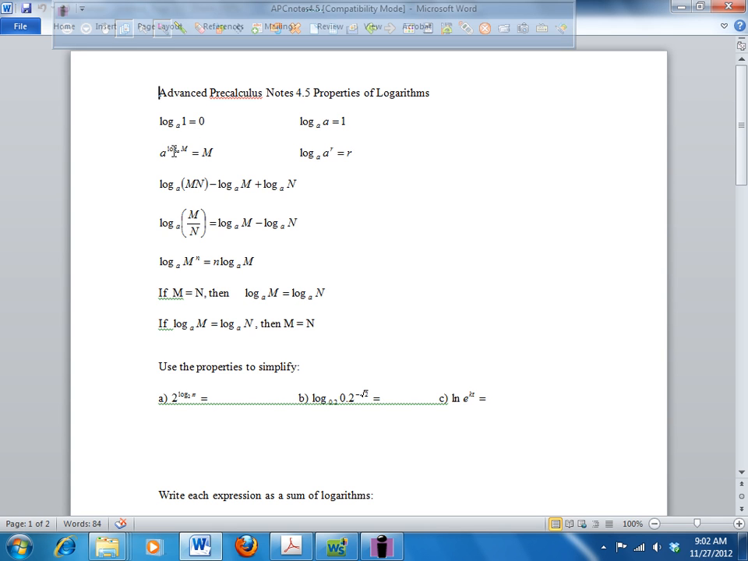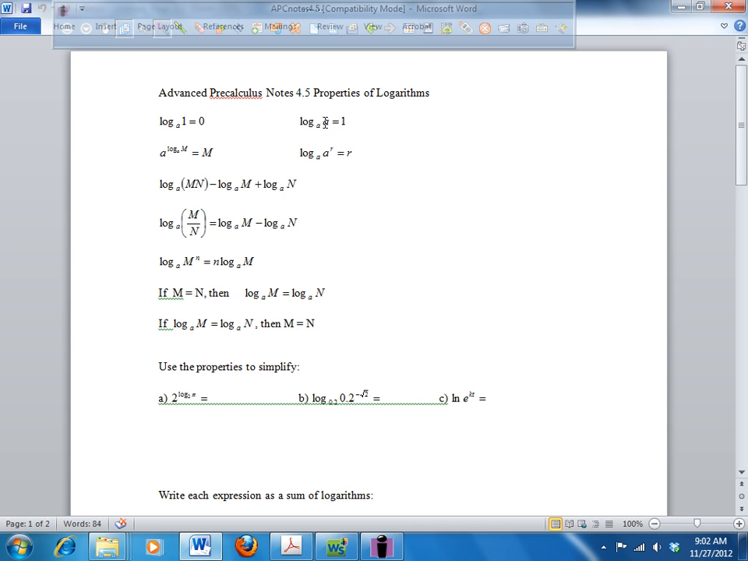Okay. So anyway, we're talking about properties of logarithms, and the first one says that the log of 1 is always 0. That's because anything raised to the 0 power is always equal to 1. And that's why the log of 1 is always 0.